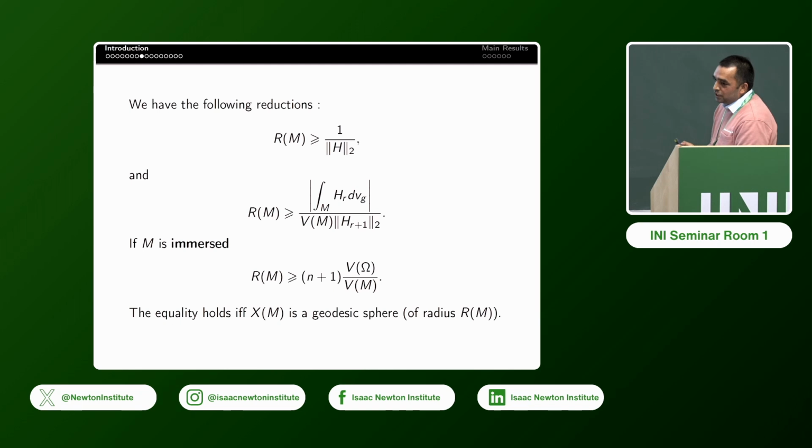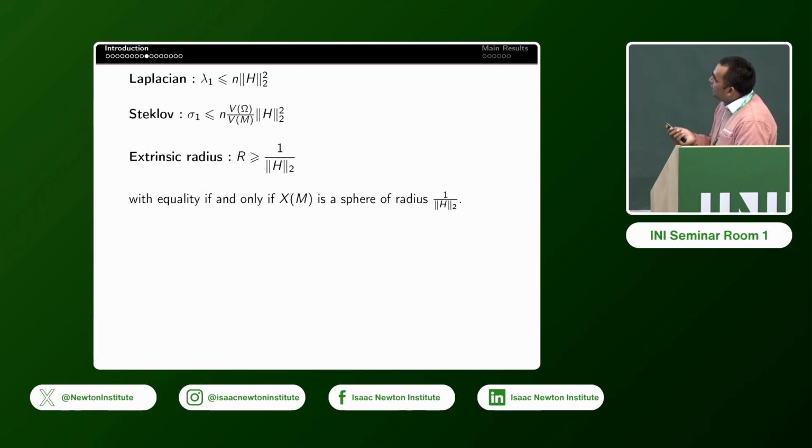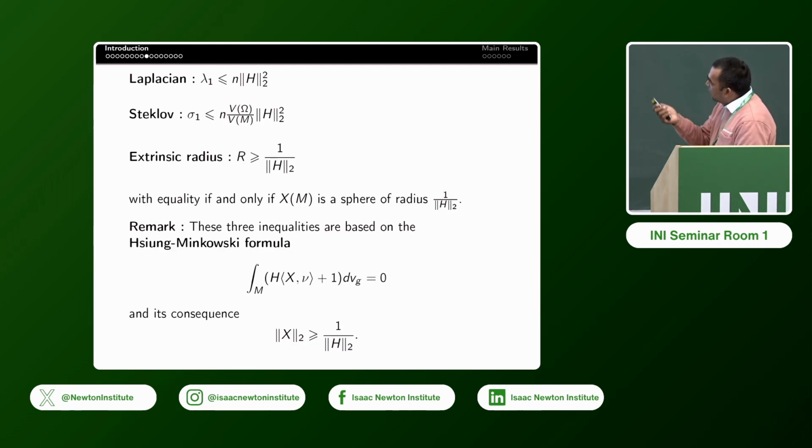So now what is the question? Basically we have these inequalities, and all of them depend on the Minkowski formula, which says that if you integrate this quantity, it will be equal to 0. And the consequence is that the L2 norm of the position vector is greater than or equal to 1 upon the L2 norm of the mean curvature vector. So that is the consequence.